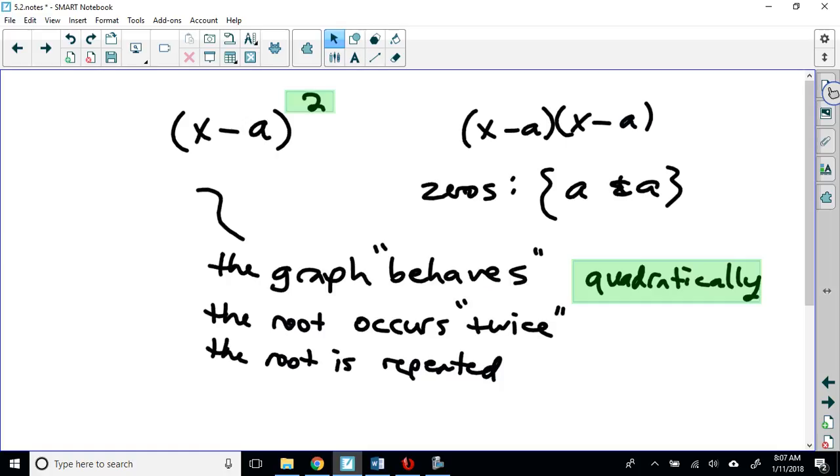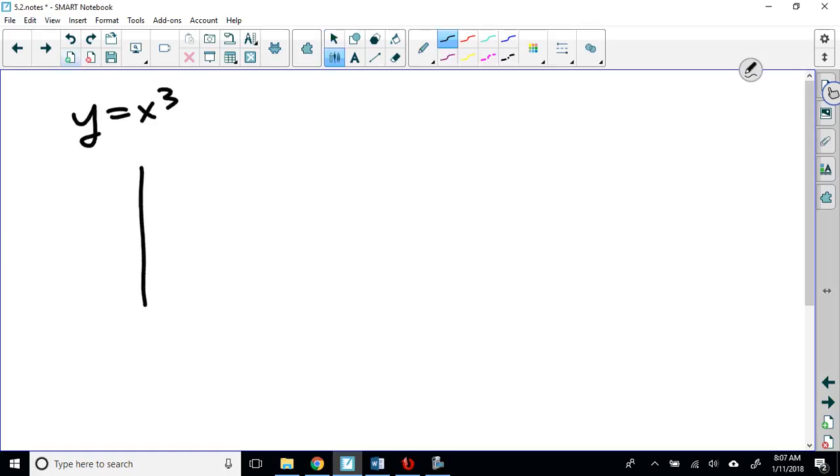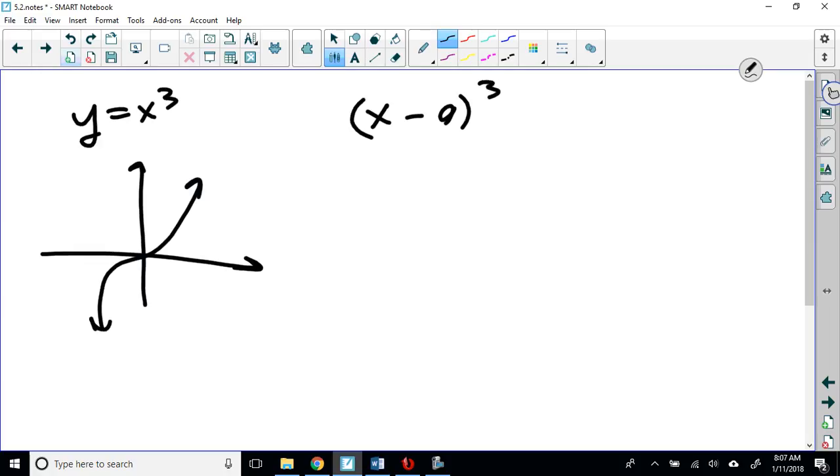So normally I don't take this to the next level. I don't think we've graphed a cubic function yet. Just so you know what a cubic function looks like, it kind of looks like this. So if we had x minus a, the quantity cubed, that would be x minus a times x minus a times x minus a. And you could probably guess how the graph's going to behave whenever there's a root that's repeated 3 times.